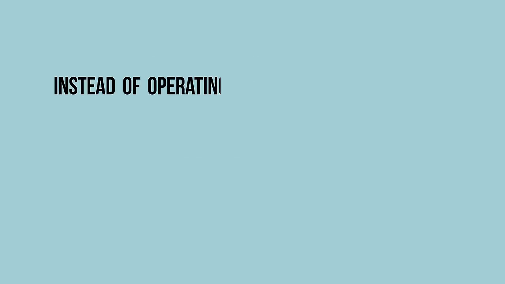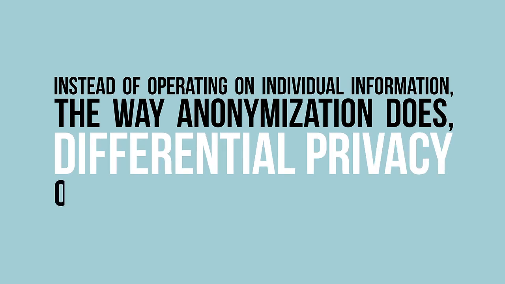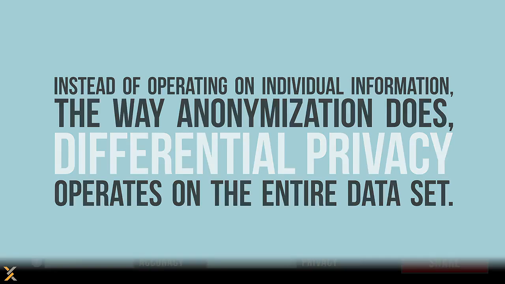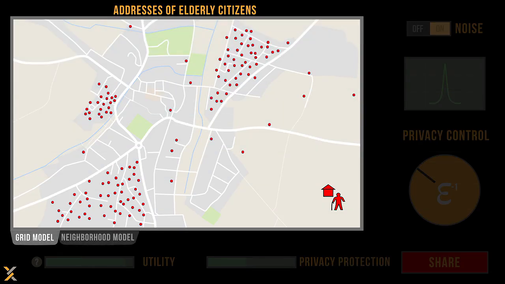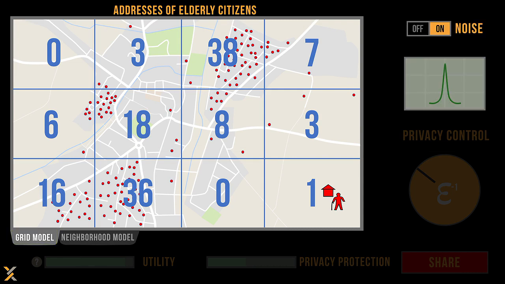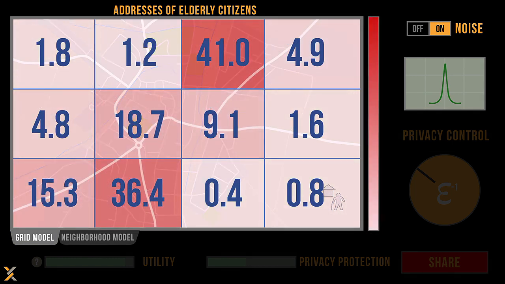Instead of operating on individual information the way anonymization does, differential privacy operates on the entire dataset. This prevents re-identification attacks. It starts with building a model of the data. Alicia creates a grid-based model by aggregating data points by location. Then she adds some randomized noise to the dataset. This changes the values in the dataset by a small random amount. That blurs out the individual records of people like Bruno without affecting the large-scale patterns. It keeps him and everyone else individually unidentifiable.